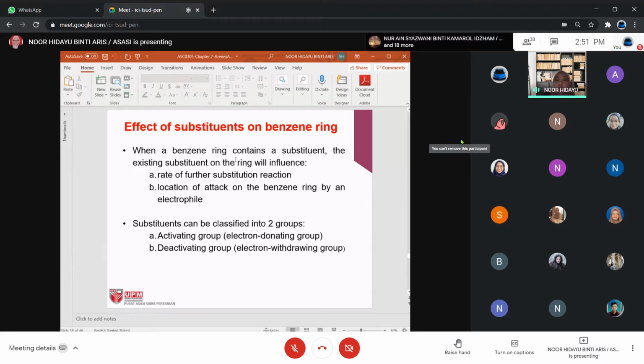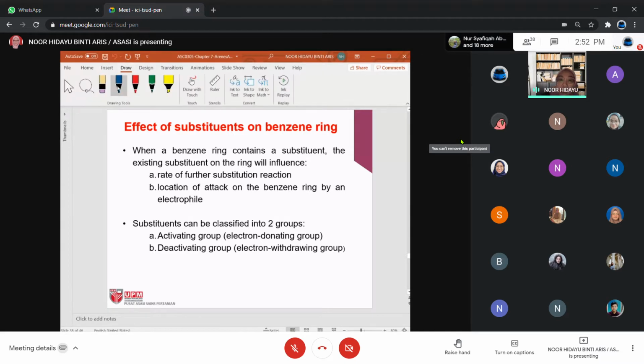Right, so when a benzene ring contains a substituent, the existing substituent on the ring will influence two things. The first one is the rate of further substitution reaction, and then the second one is the location of attack on the benzene ring by an electrophile. Okay, meaning that the first point ni, okay, tadi kita ada reaction. Contoh, we have benzene undergo reaction with methyl chloride, okay, to produce toluene or methyl benzene.